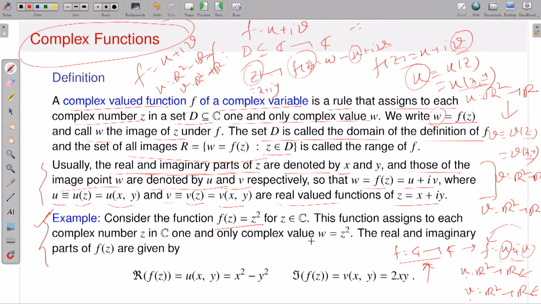You have z equal to x plus iy, and then just do the algebra: (x plus iy) whole square, and make it into two parts, real and imaginary. The real part is a function u of xy, and the imaginary part is the function v of xy. So this is very simple.